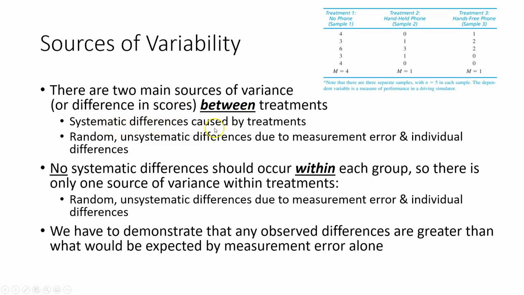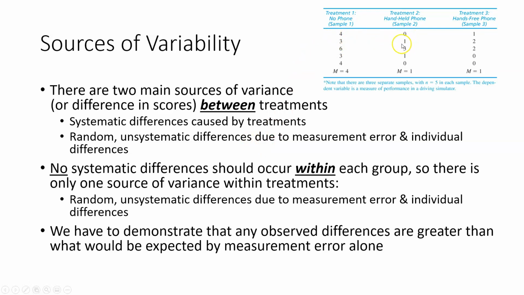There are systematic differences that are caused by the treatments. The difference between 4 and 0, or 4 and 1, or 4 and 3 is in part due to the fact that this guy here, we'll call him Joe, has more experience driving than, say, Susan, who's here, or maybe Sally. But part of the reason also is because he is not using a phone. The systematic differences are the parts that are caused by the fact that he's not using a phone.